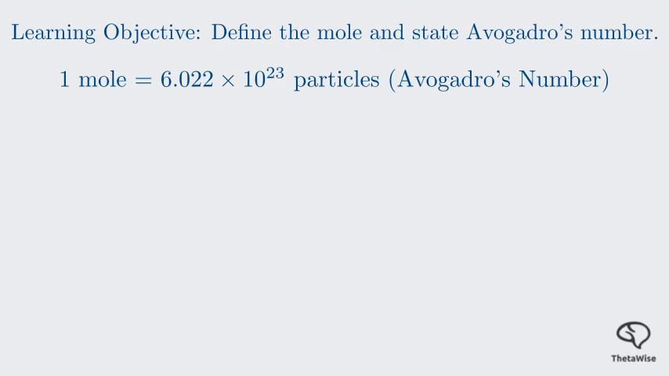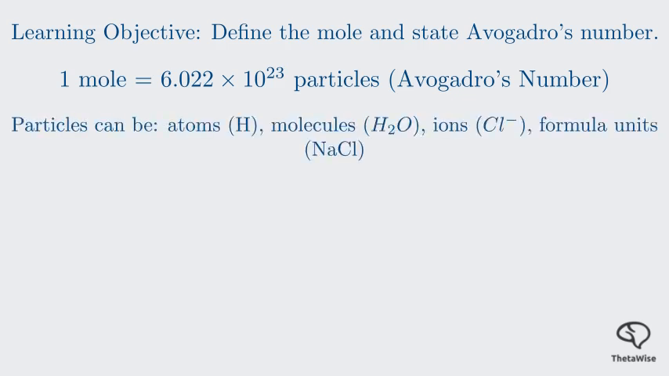Let's be clear about what we mean by particles. A particle can be an atom, like a hydrogen atom, a molecule, like a water molecule, or an ion, like a chloride ion. It can even be a formula unit for ionic compounds. So 1 mole of any of these substances will always contain 6.022 times 10 to the power of 23 particles of that substance. This is the core idea of the mole. It connects the microscopic world of atoms and molecules to the macroscopic world of grams and milliliters that we can measure in the lab.